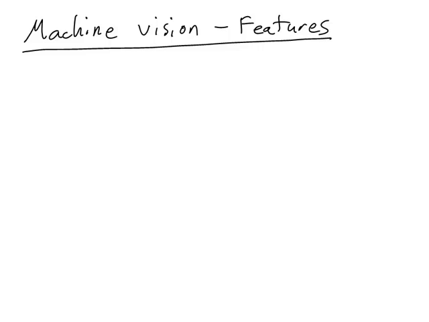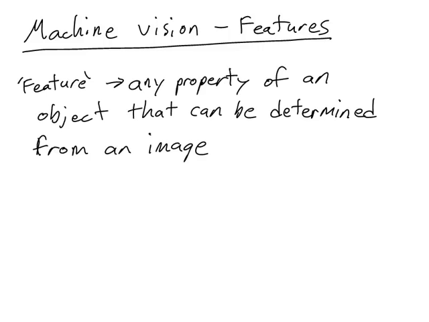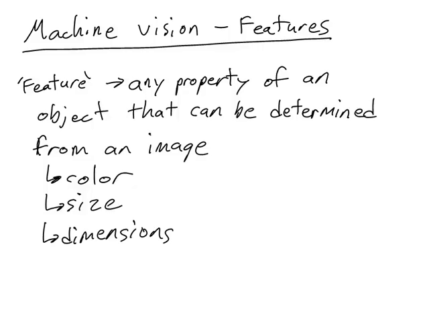Today's videos are about a machine vision topic called features. In machine vision parlance, a feature is any property of an object that can be determined from an image of that object. Features include such things as color, size, dimensions such as height and width, and even the shape of the profile of the object.